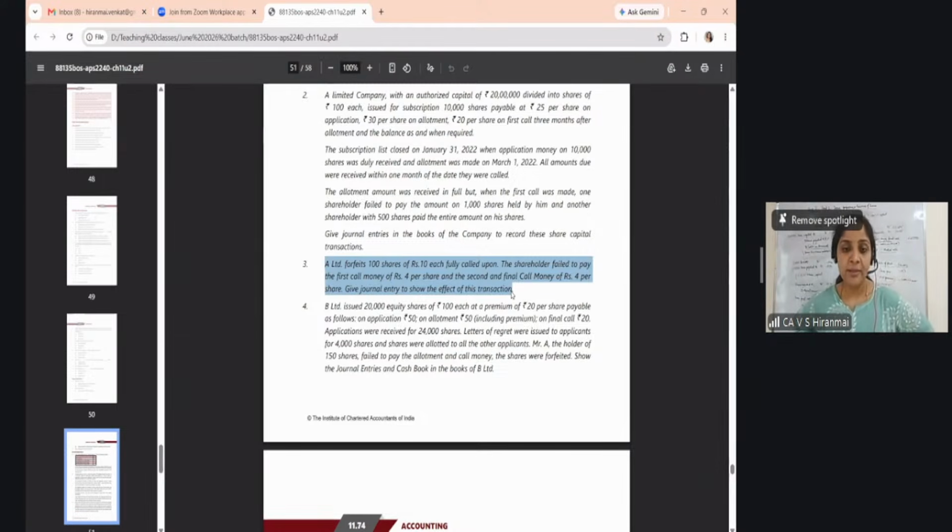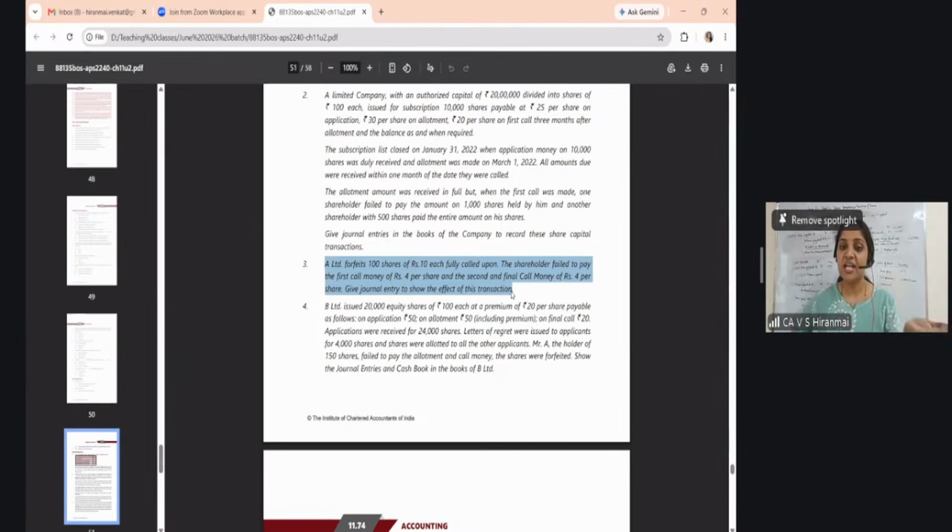And the fourth one, B Limited issued 20,000 equity shares of rupees 100 each at a premium of 20. So 100 plus 20, payable as 50, 50, 20. Applications are received for 24,000 shares. So 20,000 shares issued, 24,000 subscribed. Excess 4,000 shares are there. How will you deal with the excess 4,000 shares?